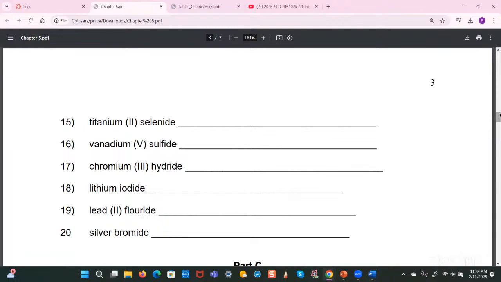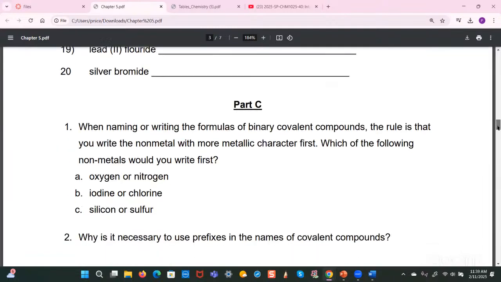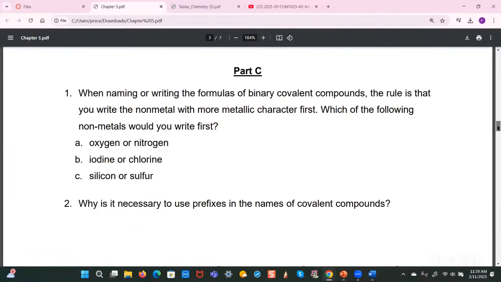Okay, are we finished with section D? Section D? Finished? Right, we're on section D. Then we move on to part C.